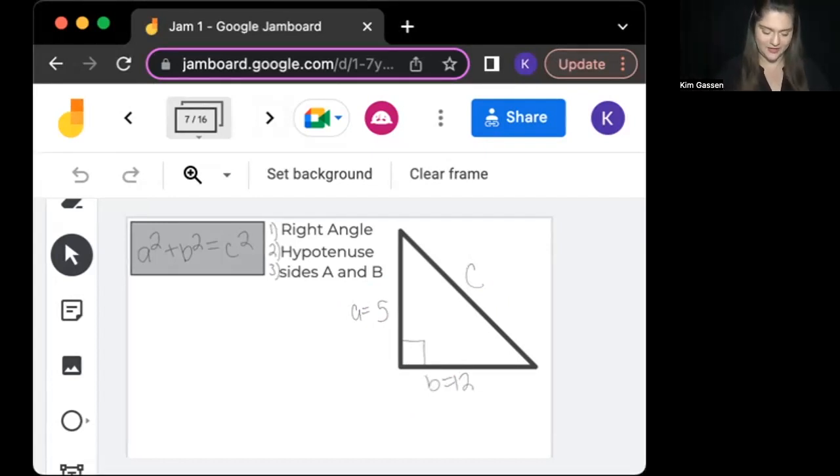So we have our Pythagorean theorem here. We put in the values that we know. So we do 5 squared plus 12 squared equals c squared. Because we don't know what c is, that's what we're trying to find. So we have 25 plus 144, right?